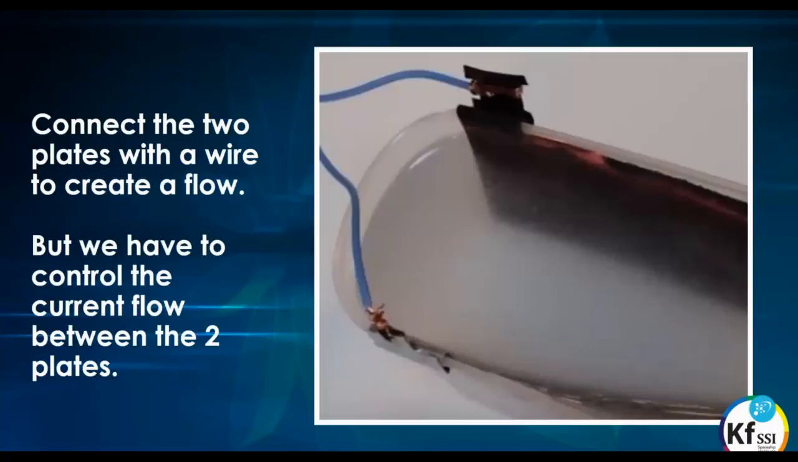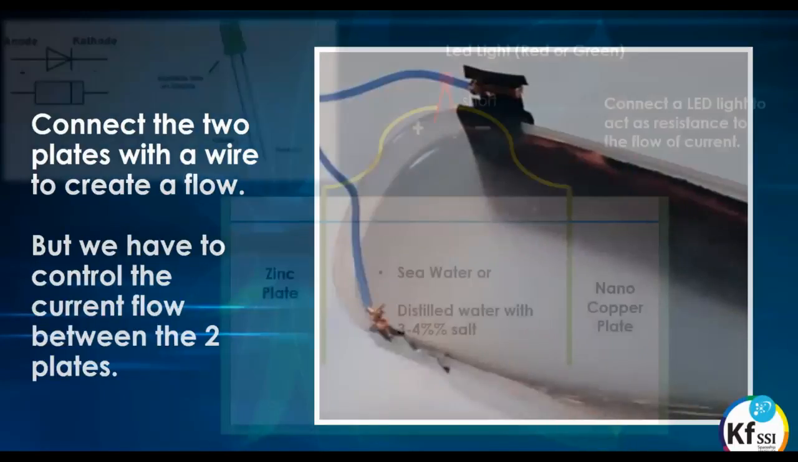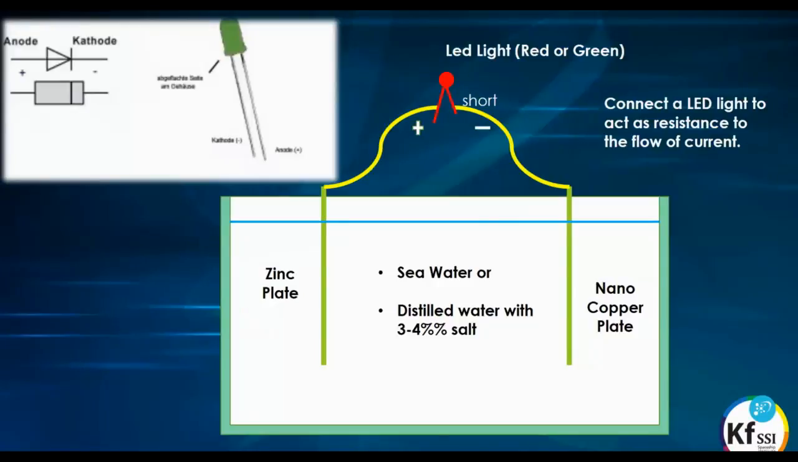What we need to do next is connect the two plates with a wire to create a flow. But we have to control the current flow between the two plates. So what one has to do is connect an LED light, a red or a green light, between the two wires, so that this LED acts as a resistance or load to the flow of the current, because we need to slow that current flow down. And so we do that with an LED.